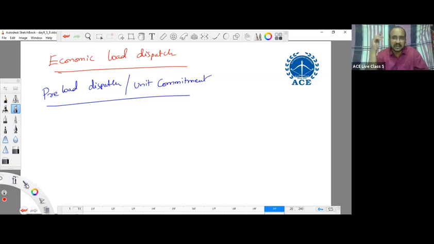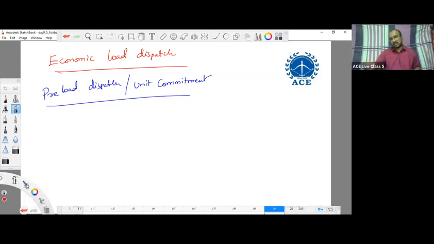What does the load dispatch center do? The load dispatch center says that tomorrow your generating station should generate this amount of power. How will they know tomorrow's load forecast? Previous years' load curve data is the basis. They take that, add certain additional reserve, and schedule the load. That is known as preload dispatch or unit commitment.